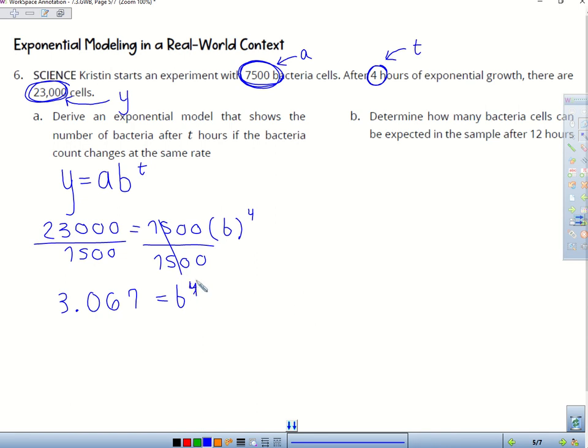Now, how do we get rid of that 4th power on the b? Good, we've got to put both sides to the 1/4. Very good. This cancels out the 4th power. Somebody get that? And that leaves me with b equals. So in your calculator, you're going to do y to the x, parenthesis 1 divided by 4, close parenthesis, equals. And what did you get? 1.323. Good, 1.323. Very good. So that's what you end up with.